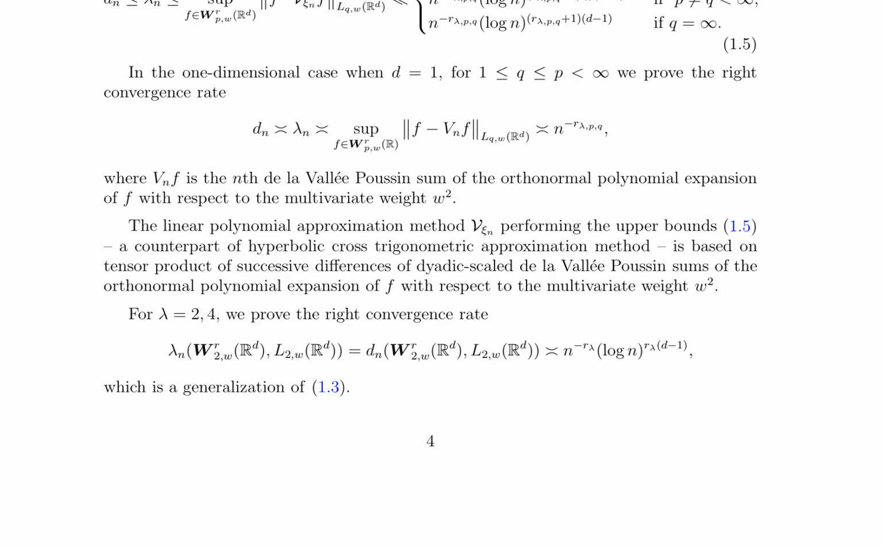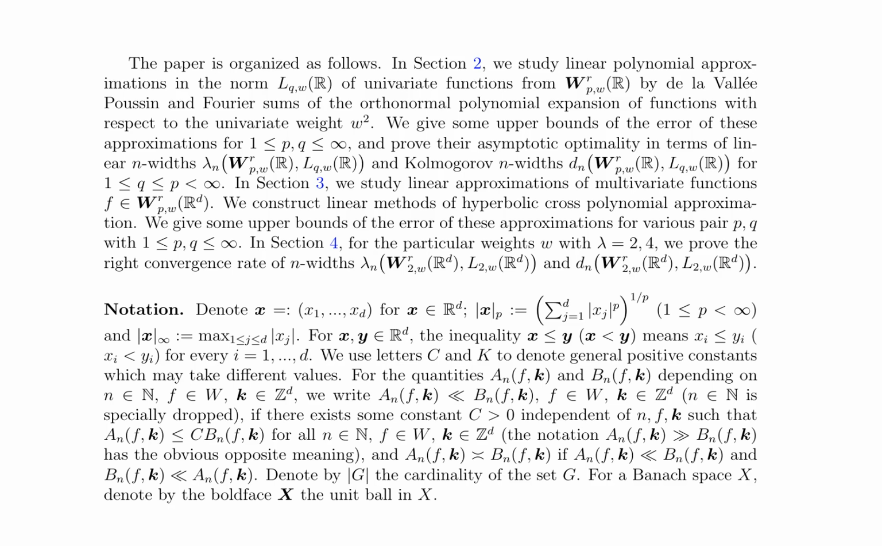The paper investigates linear polynomial approximations of univariate functions from W^r_{p,w}(R) in the norm L_{q,w}(R), with a focus on de la Vallée-Poussin and Fourier sums of orthonormal polynomial expansions. The approximation error is measured in the L_{q,w}(R) norm, and upper bounds are established for 1 ≤ p, q ≤ infinity.